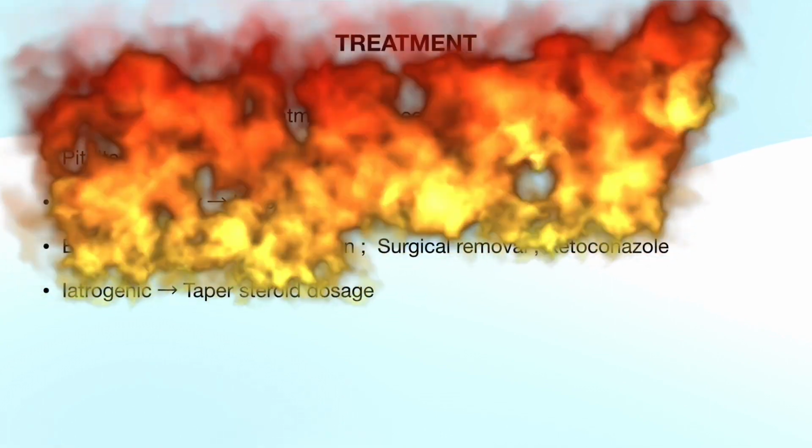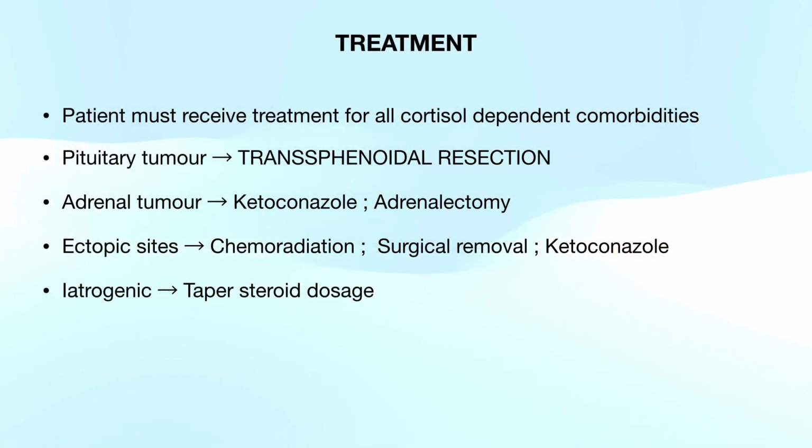Now, coming to the treatment part, a patient with Cushing syndrome should be treated for all cortisol-dependent comorbidities, like if the patient has hypertension, it should be treated. If the patient has hyperglycemia, it should be treated. If the patient has pituitary tumor, go for transsphenoidal resection.